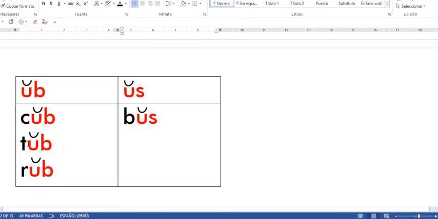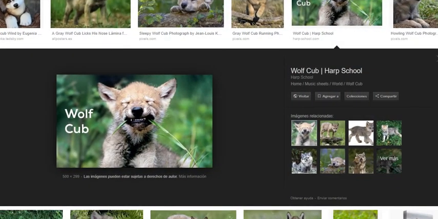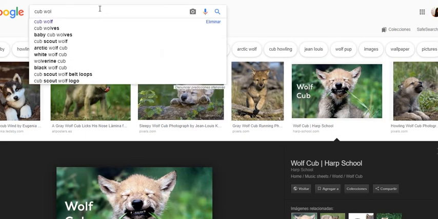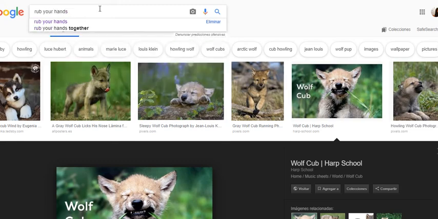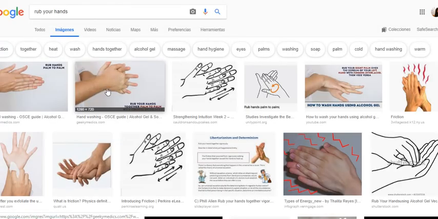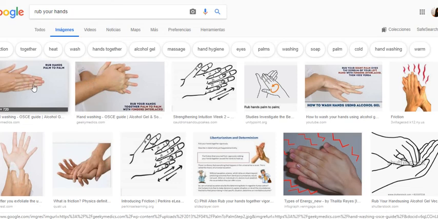Cub. Next. Tub. Tub. Tub. Next. Up. Rub. For example, rub your hands. Okay, you wash your hands and then you rub your hands. Yes, palm to palm, rub your hands.